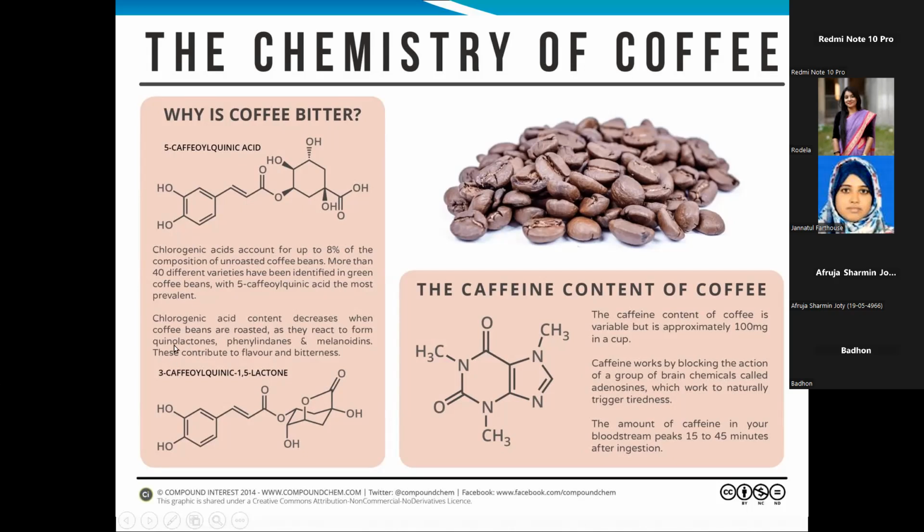Chlorogenic acid content decreases when coffee beans are roasted. So with roasted coffee, and if you have a coffee machine, you can face less bitterness. But they are also present in the coffee, and especially the chlorogenic acid in coffee is associated with the flavor and bitterness, and they also have some biological activities. In general, coffee, if you take one cup per day, is very good, and it is considered the best drink because it has lots of positive effects on our health. Enjoy coffee, but never be addicted to too much coffee.